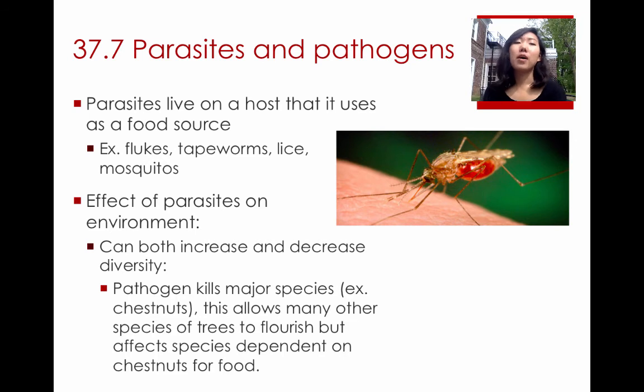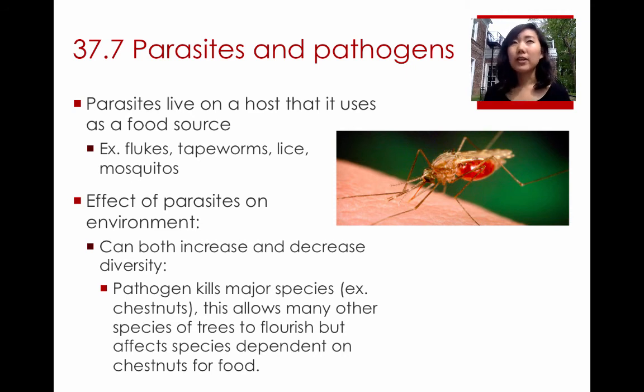The last form of interspecific interactions is parasites and pathogens. Parasites live on the host and use it as their food source. Common examples would be flukes, tapeworms, lice, mosquitoes, a lot of the things that we don't want to have on ourselves. But what's interesting is that parasites can affect the environment in many different ways. They can both increase and decrease diversity.